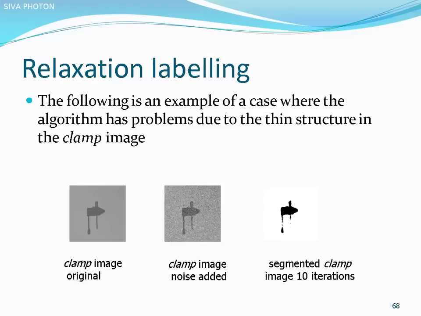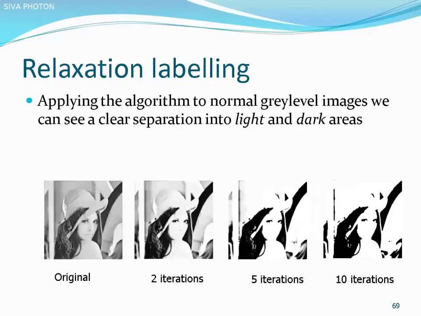Next, we are applying the same concept to the clamp image. So the left side is the original clamp image, and the next image is noise added. And finally, we are getting a segmented clamp image, with number of iterations equal to 10. So the same thing we are applying to another popular image named the Lena image. So original, then the number of iterations is 2. The number of iterations is increased to 5. The number of iterations is increased to 10.